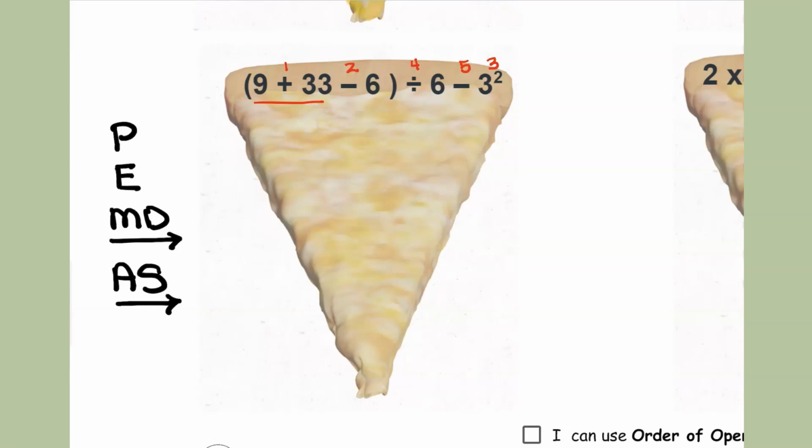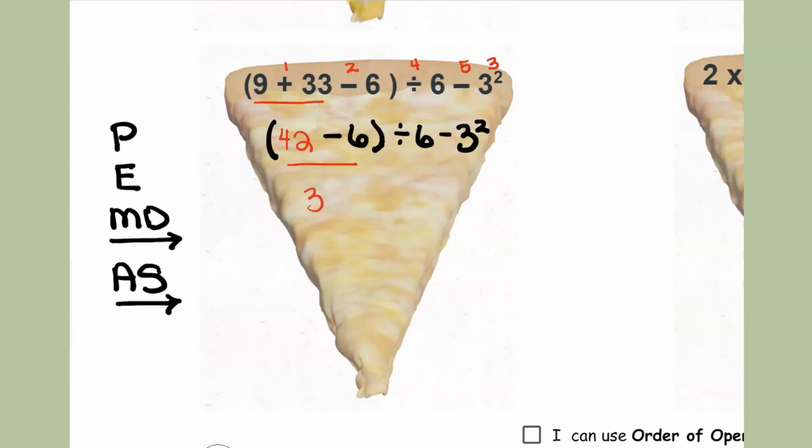It's really super helpful. So first step is 9 plus 33. What is that answer? 9 plus 33 is 42. So we're going to write that in a different color, and then we're going to bring down all of the other information that we have using our same standard black that we started with. So we're going to bring down that minus 6, that divide by 6, that minus 3 squared. We're still working in parentheses, so we have to continue all of our parentheses before we move on.